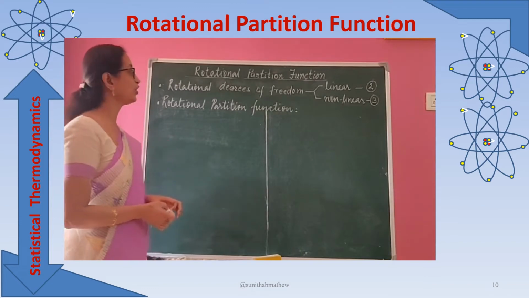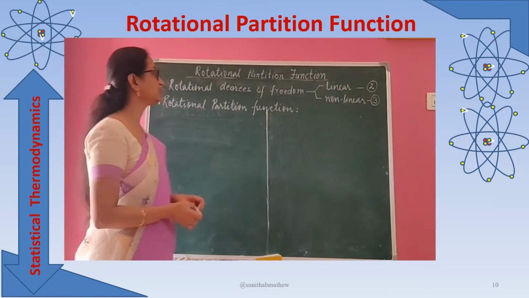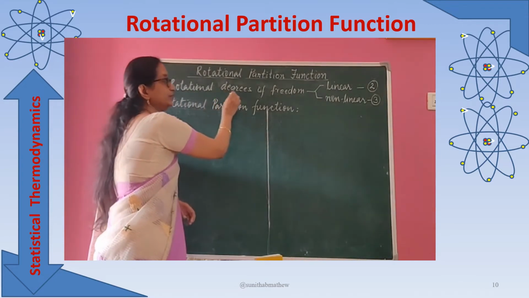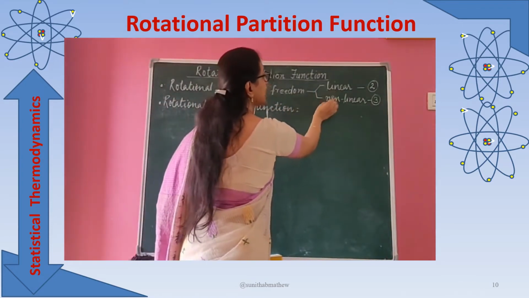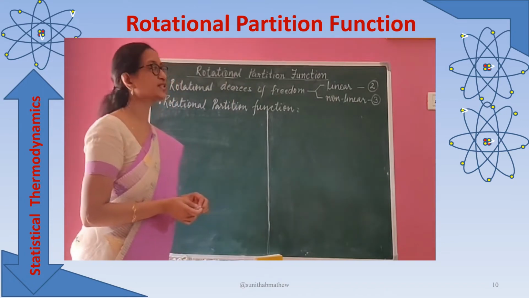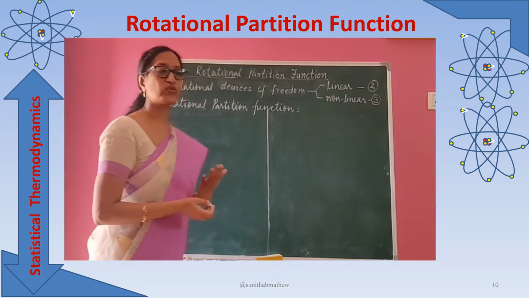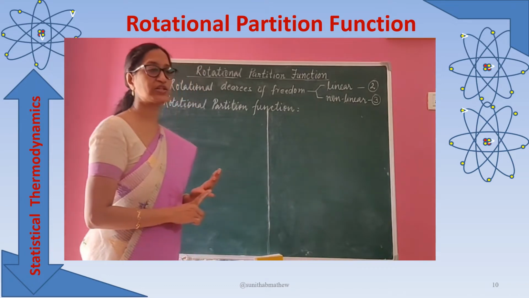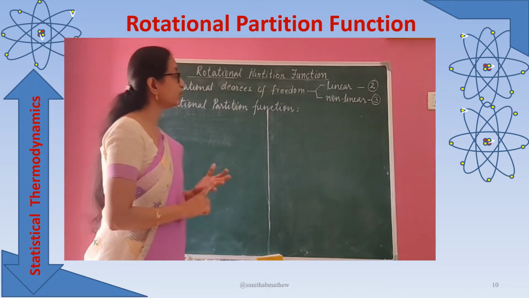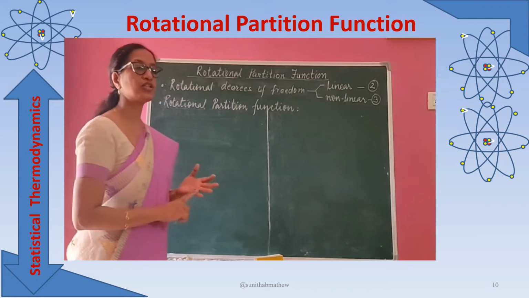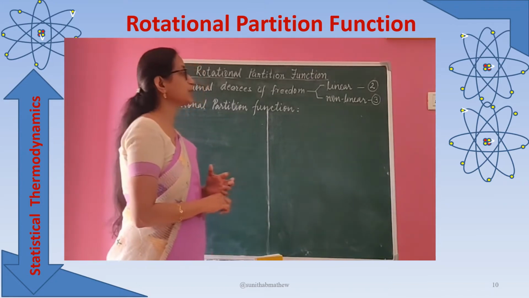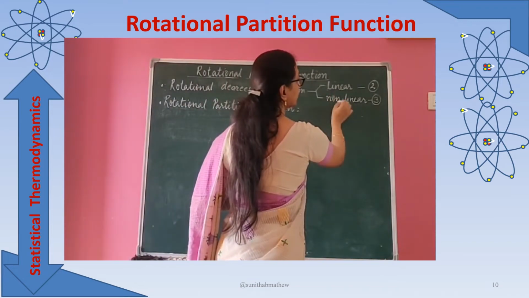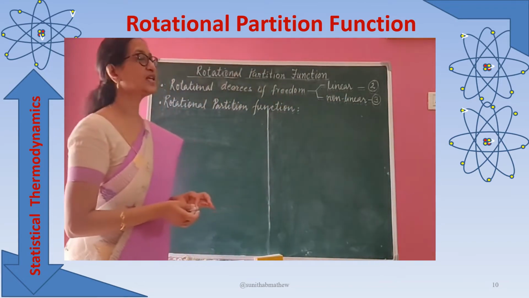Now let's see about rotational partition function. As we have seen in earlier classes, rotational degree of freedom is different for linear and non-linear molecules. In case of atoms, there is no rotational partition function. We have seen that in case of atoms, we have translational partition function, and in molecules, we have translational, rotational as well as vibrational partition function. For linear, the degree of freedom is 2, and for non-linear, the degree of freedom is 3.